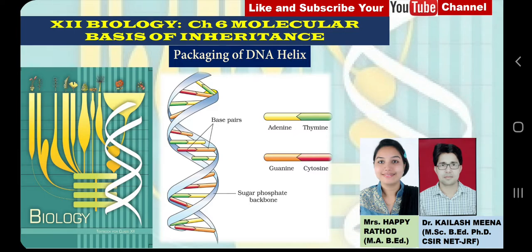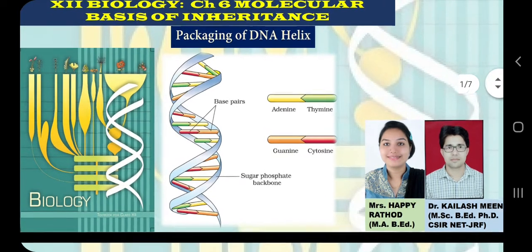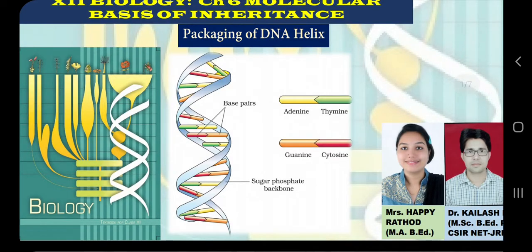But now we came in class 12th biology, and in this video everything will be clear to you: in the nucleus what happens, where is the chromatin, where are the chromosomes, what is the relation between DNA and chromosomes, how DNA is related to chromosome, and how it is packaged together.